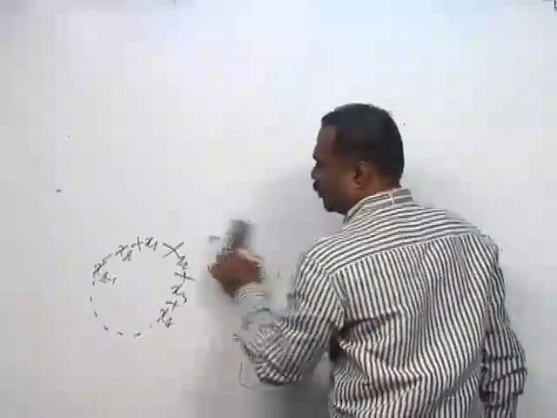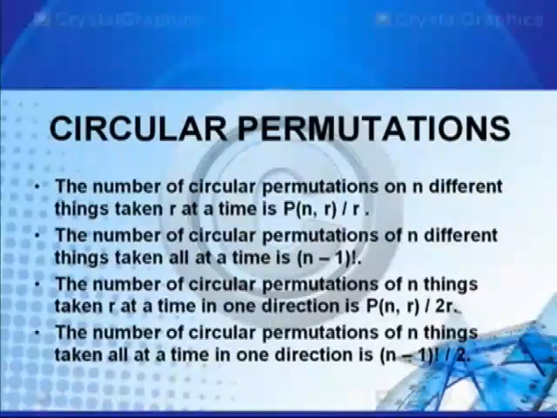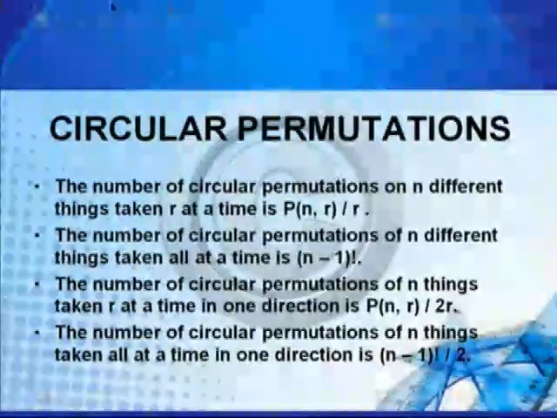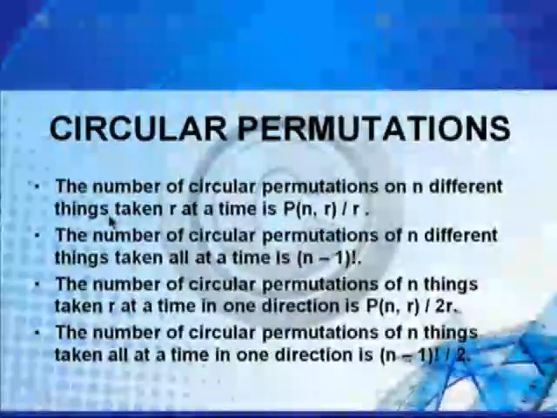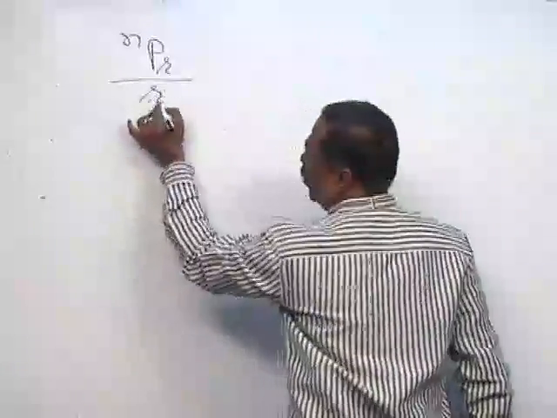What is the first point? You can see that the first point given is this one only. The first point is the number of circular permutations of n different things taken r at a time is nPr upon r. That is the first point.